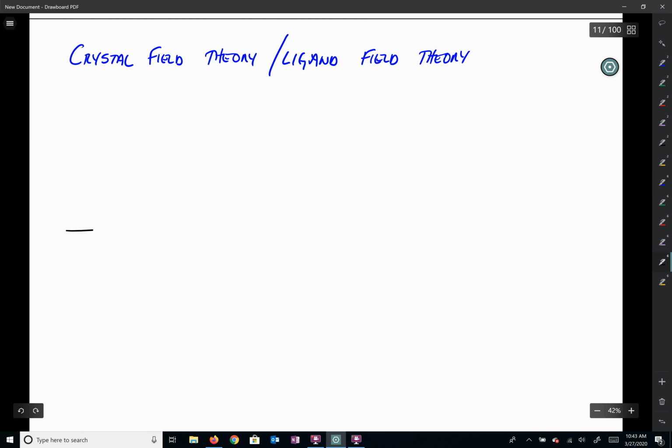Let's say we have Mr. Generic Metal. And Mr. Generic Metal has 5 orbitals, right? We have our z squared and x squared minus y squared, xz, yz, and xy. Now, if I take this metal and it's just floating out in space, then all 5 of those orbitals are degenerate, right? They're at the same energy level.